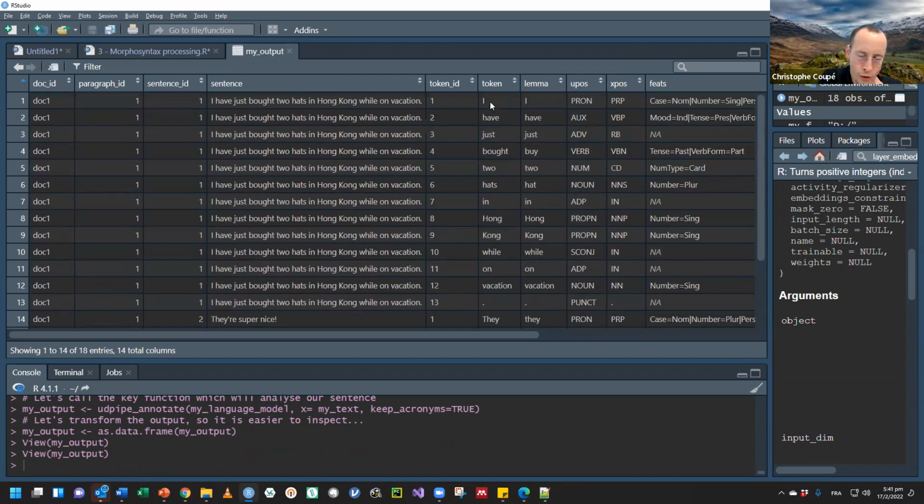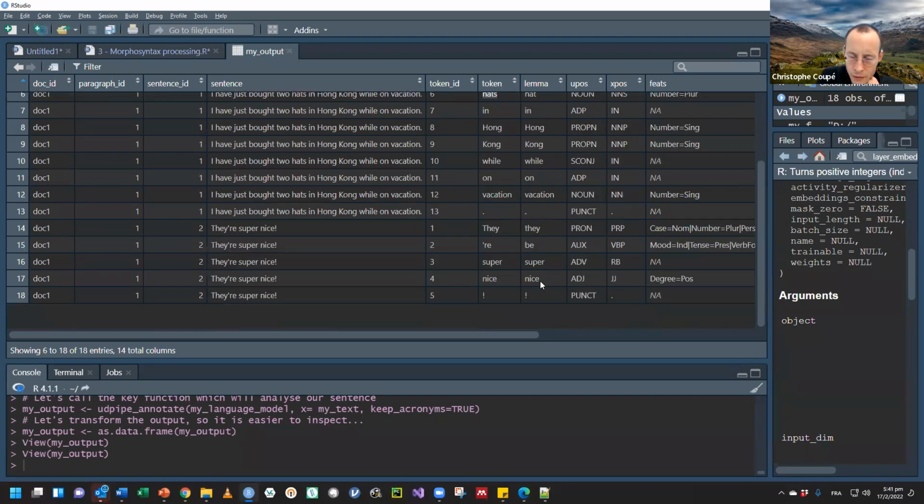Here you see all the words, that's the token. And then you see the lemma. Bought, the lemma is buy. Hats, the lemma is hat. What else can you, well, yeah. There, they are, the token, the lemma is the verb to be. Perfect. It works quite nice. You can also see that the dot is identified as a dot, the exclamation mark as an exclamation mark.